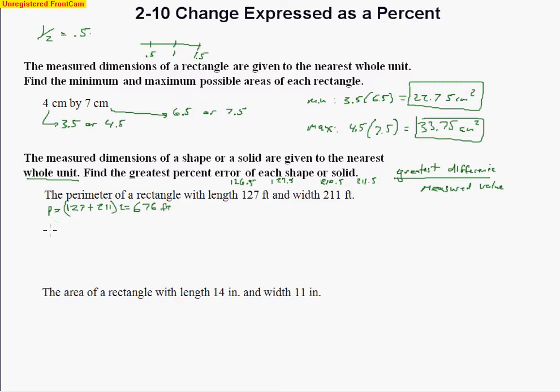So what we need to do is find the perimeter at each of those levels. The smallest level, the 126.5, we'll add that to the smaller one of the other dimension, 210.5, and we'll double that number. And when we do that, we end up with 674. And when I take a look at the larger one, it would be 127.5 plus 211.5, and then I have to double that number. And let's see what that is.